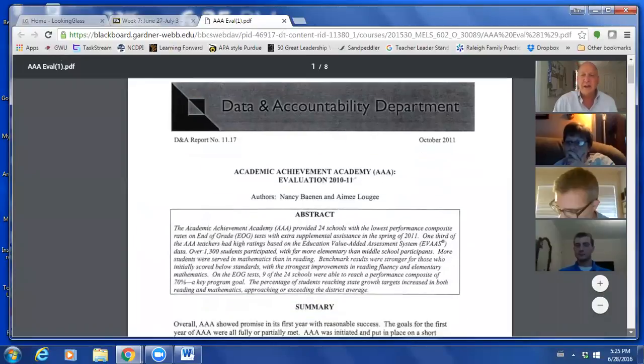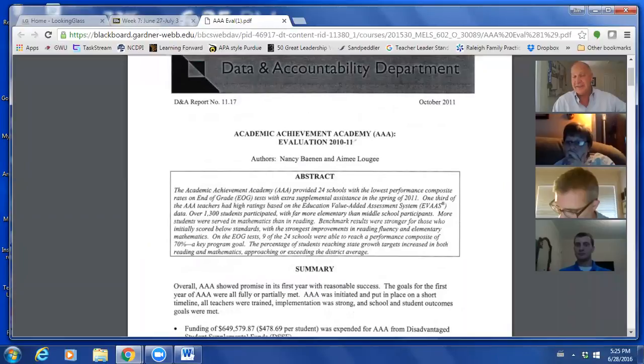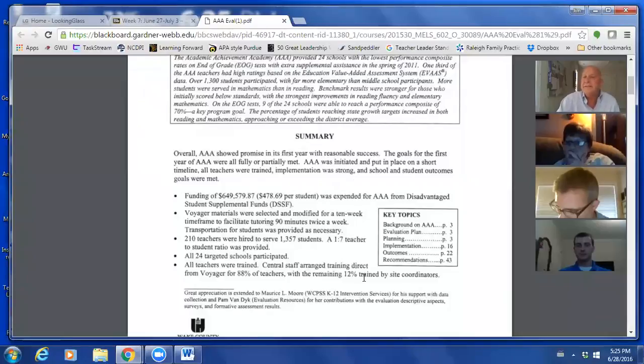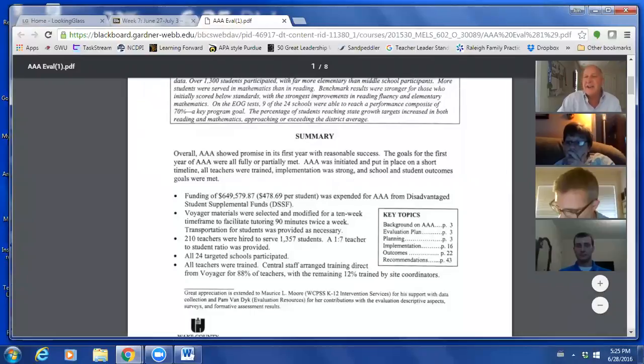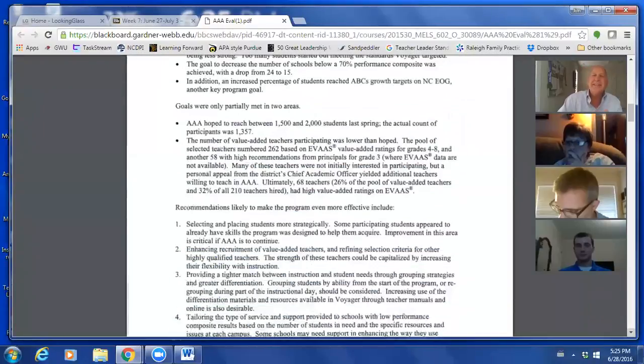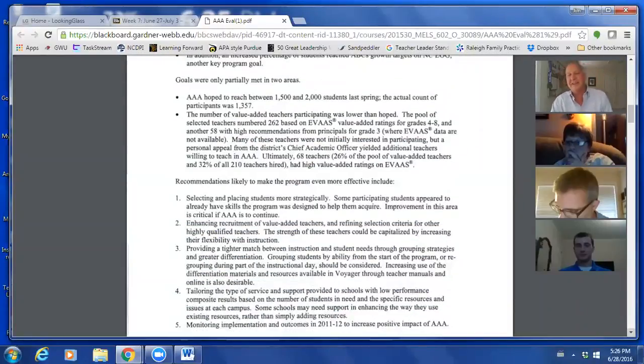Well, in Wake, a few years back, something was created called the Academic Achievement Academy, 3As, and a bunch of money, $649,000, $478 per student expended from the DSSF fund, 210 teachers. Anyway, do we evaluate those kinds of programs and ask, are they meeting their goals, doing what they're supposed to do? This is the kind of research that I appreciated as a principal. Things that were short and brief and that I could read in a few minutes and would tell me whether this was going to be a good program that I would try to have at my school or not.